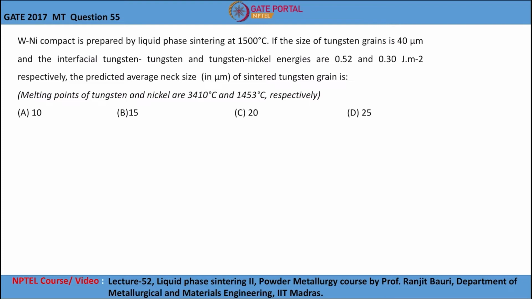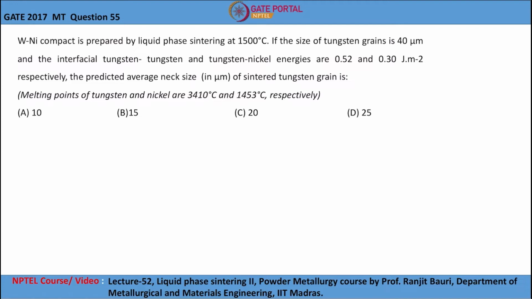Let us now solve question number 55 of GATE 2017. The question is, tungsten nickel compact is prepared by liquid phase sintering at 1500 degrees Celsius. If the size of the tungsten grains is 40 micrometers and the interfacial tungsten and tungsten nickel energies are 0.52 and 0.3 joules per meter square respectively, the predicted average neck size in micrometers of the sintered tungsten grain is to be found. The options given are 10 micrometers, 15 micrometers, 20 micrometers and 25 micrometers.